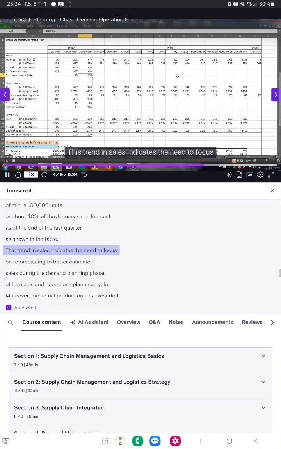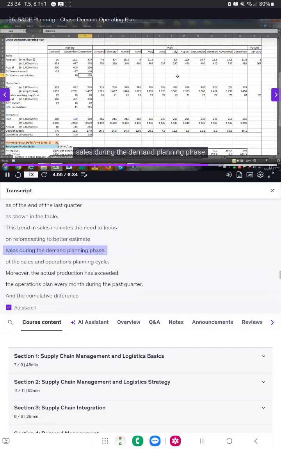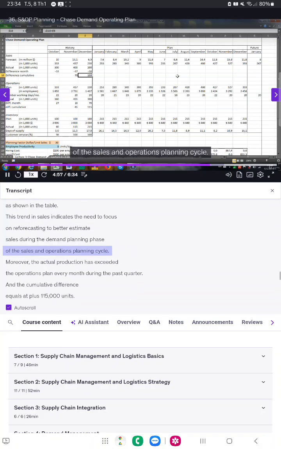This trend in sales indicates the need to focus on reforecasting to better estimate sales during the demand planning phase of the sales and operations planning cycle.